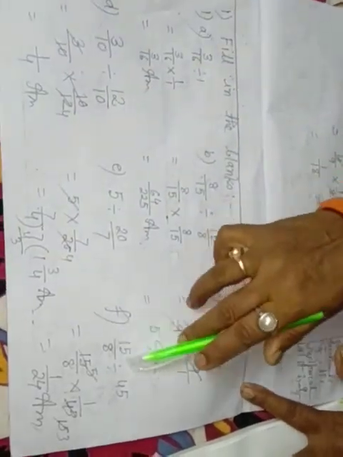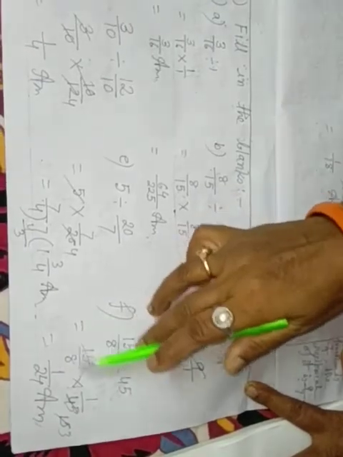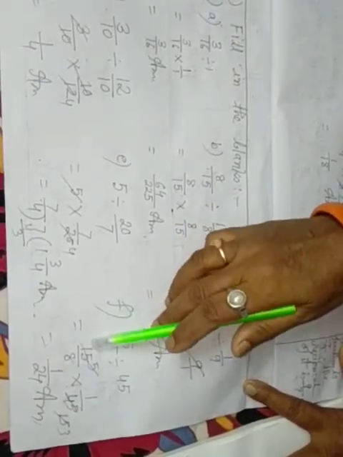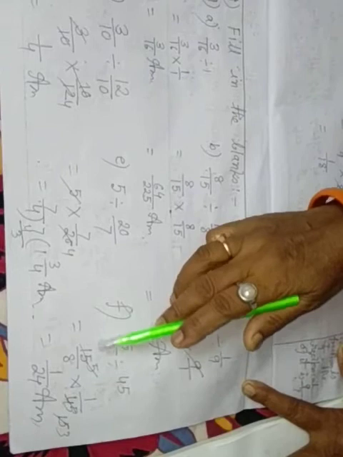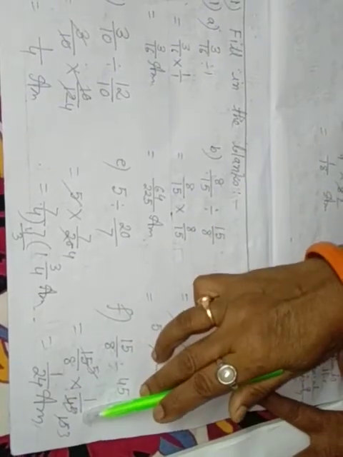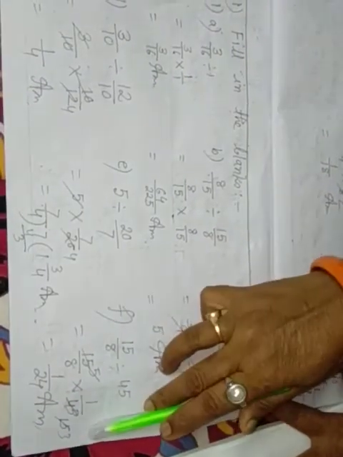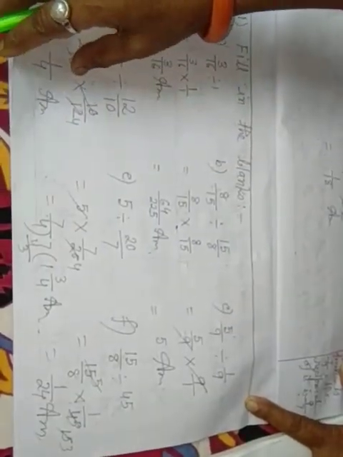F. 15 by 8 divided by 45: 15 by 8 into 1 by 45. 15 1 is 15, 3 is 45, but 3 5 is 15, 3 15 is 45, 5 3 is 15, so 1 by 3 into 8, 1 by 24 answer. Okay.